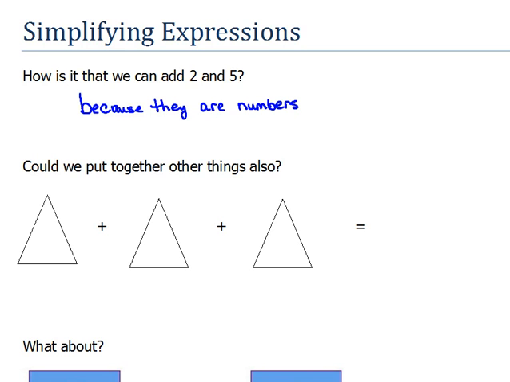Could we group together other items also? Like, for instance, here I have a triangle and a triangle and another triangle. So instead of saying I have a triangle and a triangle and a triangle, could I put those things all together and speak about them in one single term? Absolutely. I could say those are 3 triangles, right?